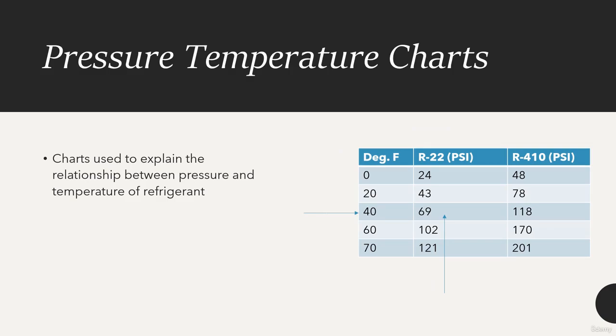Temperature pressure charts are used to show the correlation of temperature and pressure of refrigerant. If you look at the example on the screen, a cylinder of refrigerant, in this case R22, at 40 degrees will have a pressure of 69 psi. This doesn't matter if it has 1 ounce, 5 pounds, 10 pounds, the pressure will be 69 psi. The charts are based on saturation properties for which a refrigerant evaporates and condenses.